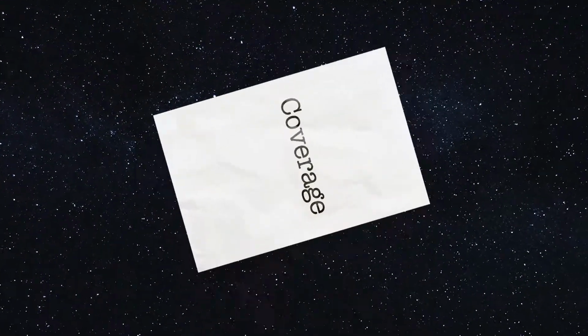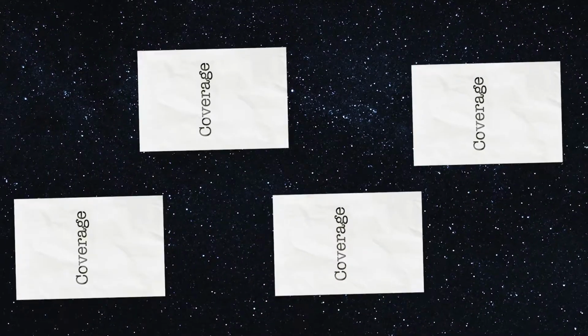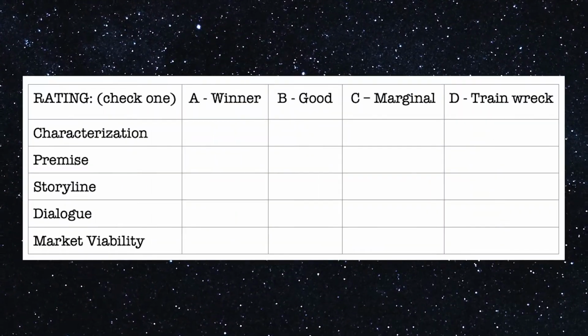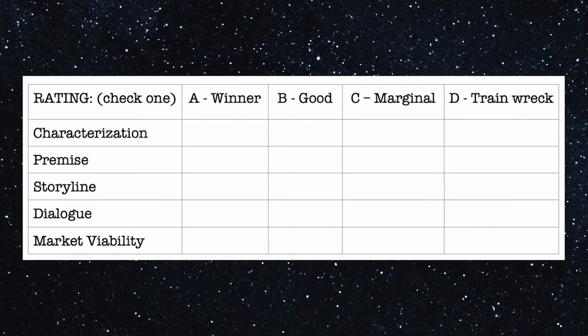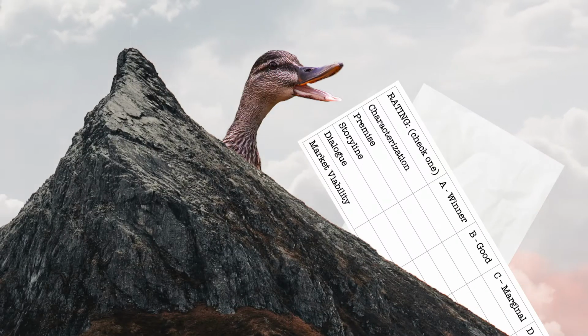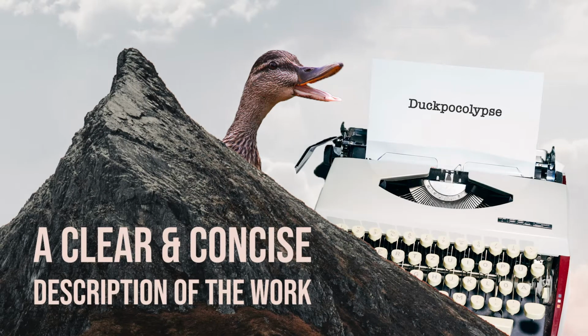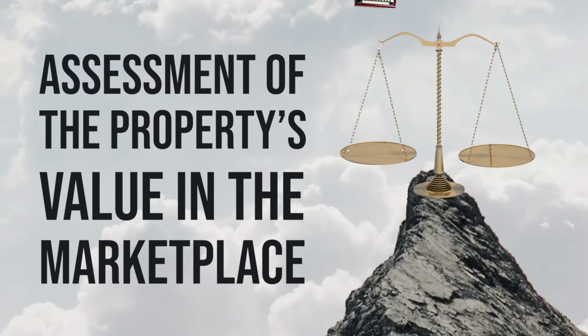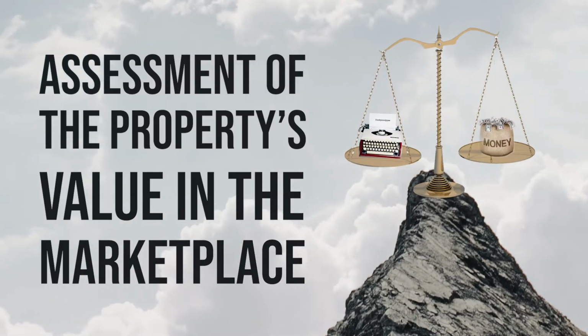Coverage usually takes the form of a 2 to 4 page written report by the reader, guided by the rubric which varies from company to company. The goal of coverage is to provide the company considering the property a clear and concise description of the work and an assessment of its value in the marketplace.